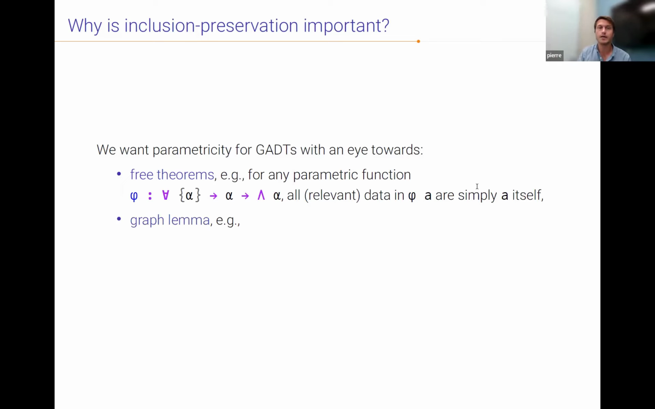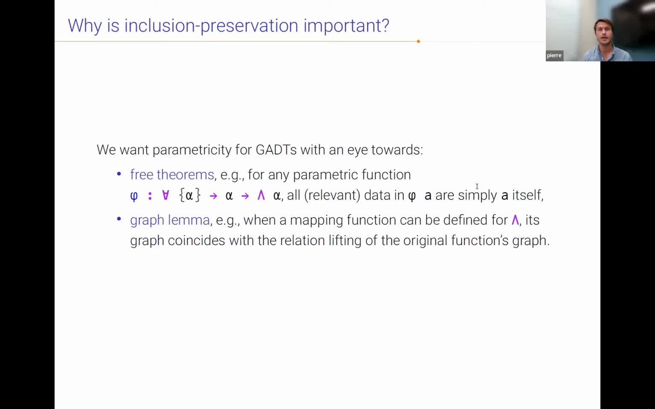And then the graph lemma is usually also something that you want when you want to marry parametricity with data types. The graph lemma says that if you have a mapping function, there are two ways of producing a relation out of it. Either you first map a function and then take the graph, or you first take the graph and then you apply the relational lifting to that graph. And you want to find the same thing. And even if for lambda we don't have a fully defined mapping function because it's a GADT and not a nested type, we can still produce a statement that says something along those lines.